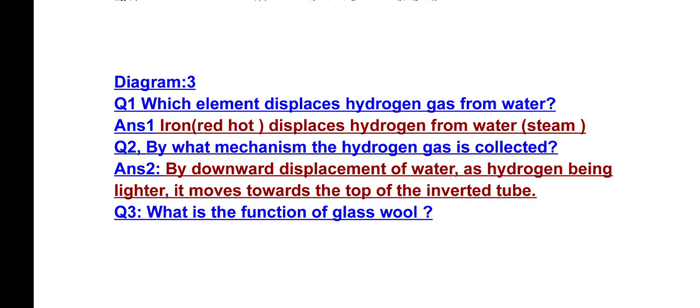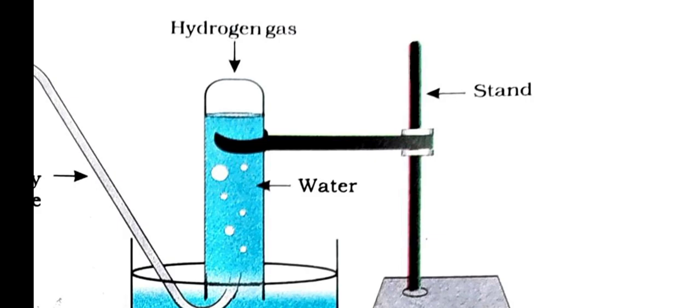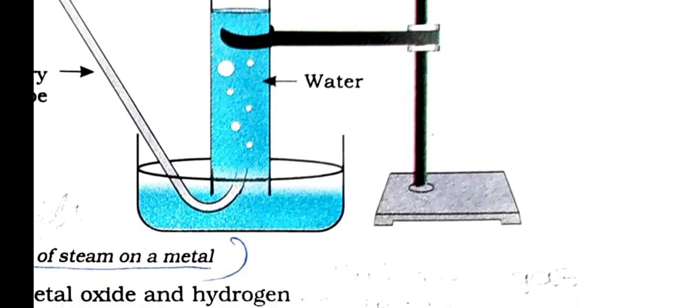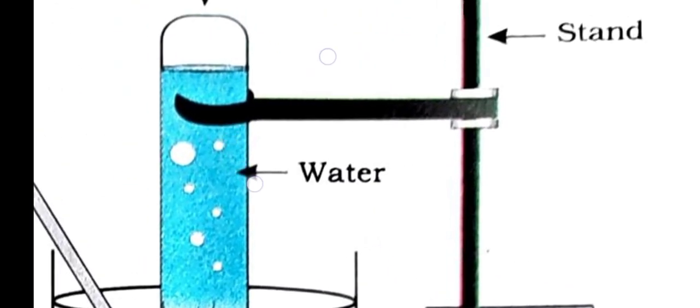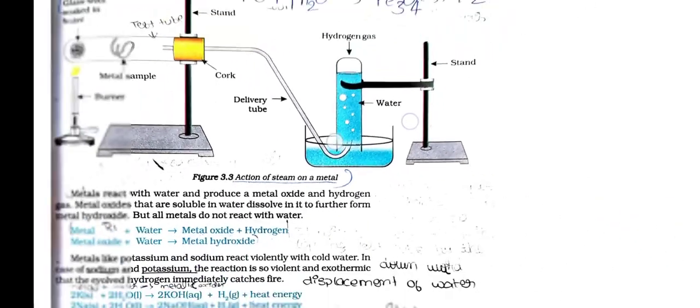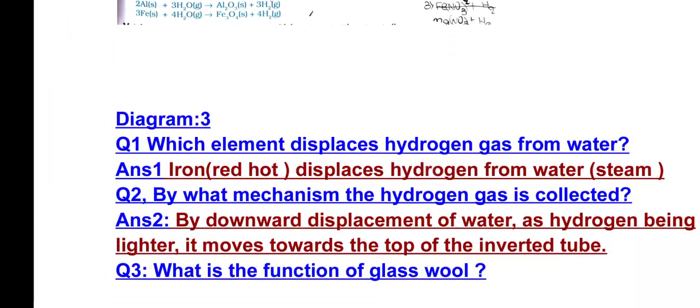That is called as downward displacement of water. Because hydrogen is lighter, it moves towards the top of the inverted tube and it gets collected at the top. The bubbles are nothing but the hydrogen gas bubbles. They displace the water downwards and they get collected on the top of the inverted tube or collecting tube.